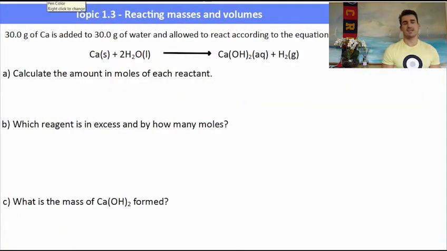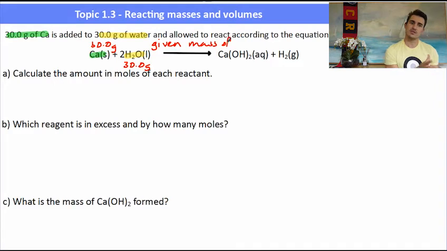Taking that a step further, here is an example of a problem. We have 30 grams of calcium added to 30 grams of water and allowed to react according to the equation. So I have 30 grams of calcium, 30 grams of water. This is a typical limiting reagent question because they've given us the mass of both. And that gives it away that you need to follow this procedure. Then they ask us to determine the mass of calcium hydroxide. So that is our unknown.